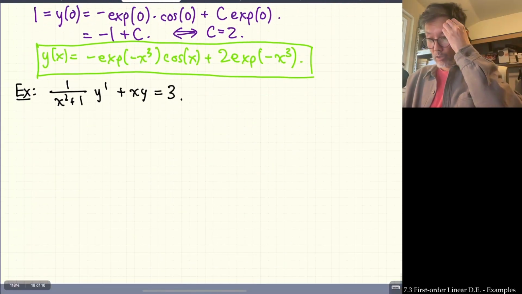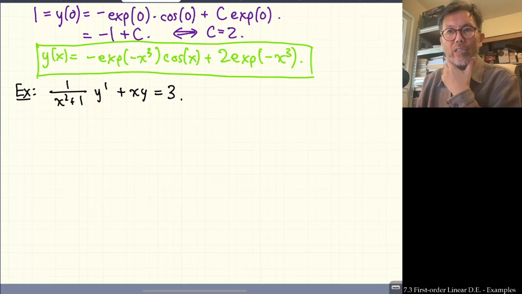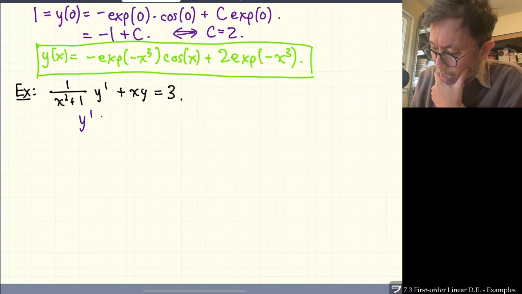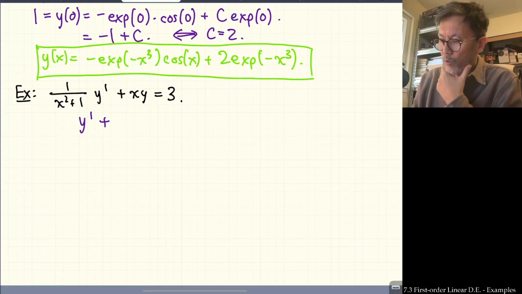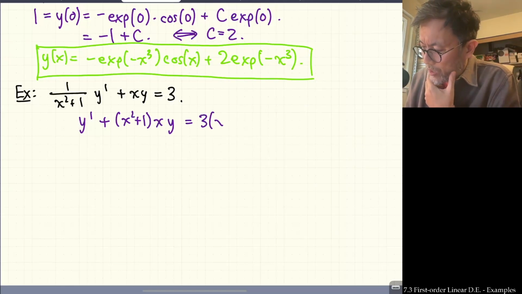So what we're going to do, of course, is multiply through by x squared plus 1, both sides of the equation. If we do that, we get y prime plus, now, x squared plus 1 times x times y is equal to 3 times x squared plus 1.